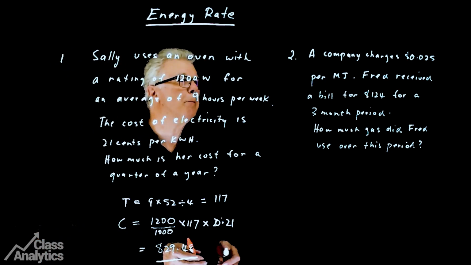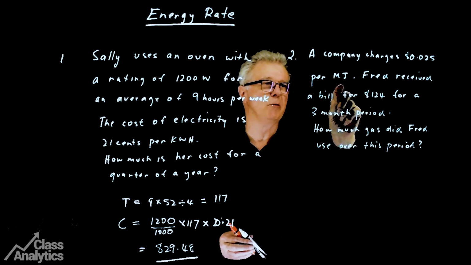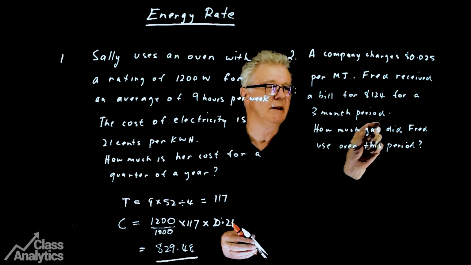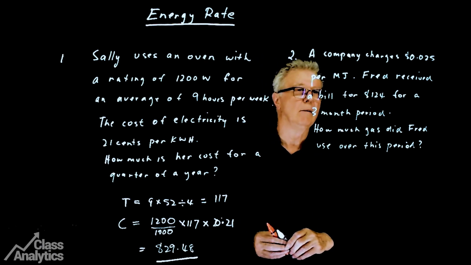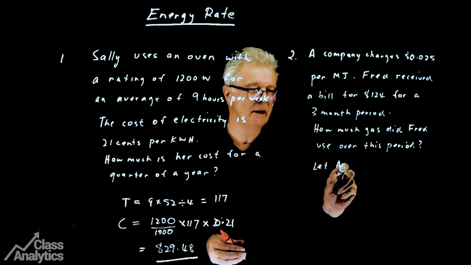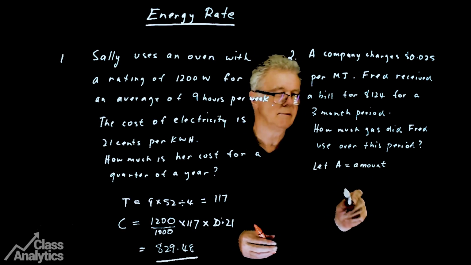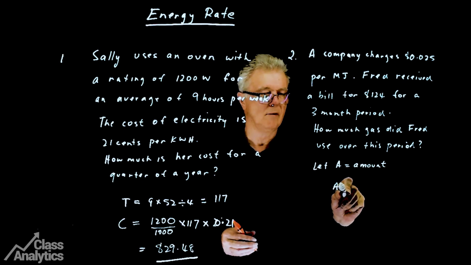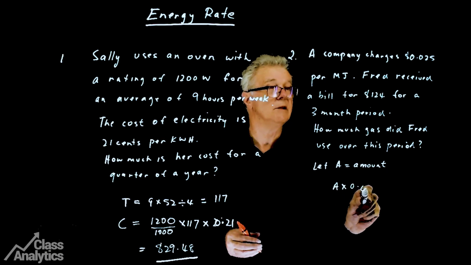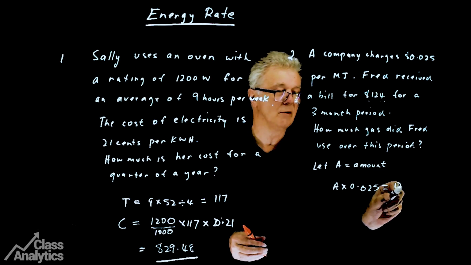Right, next one, number 2. A company charges 0.025 per megajoule. Now, Fred received a bill for $124 for a 3-month period. How much did Fred use over this particular period? Let A equal the amount used. So that amount will be multiplied by the 0.025, and that would come out to what he actually paid, the $124.